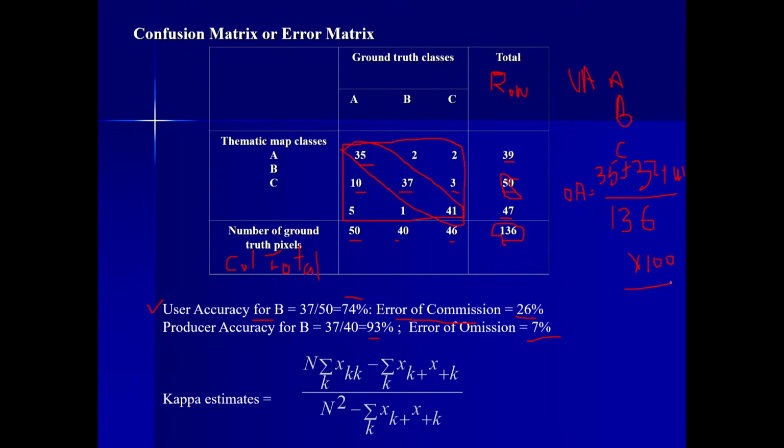The drawback of overall accuracy is that we are using only the diagonal parameters. So to incorporate the off-diagonal parameters, one more variable has been designed, and that is called the kappa coefficient or KHAT.